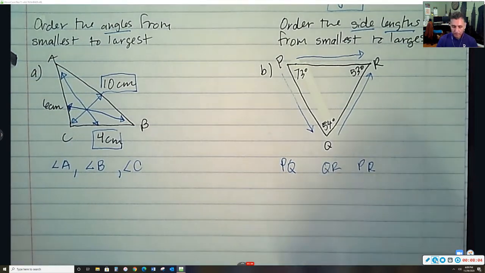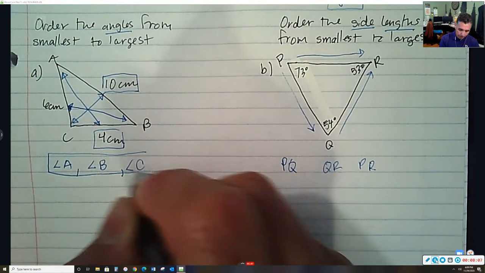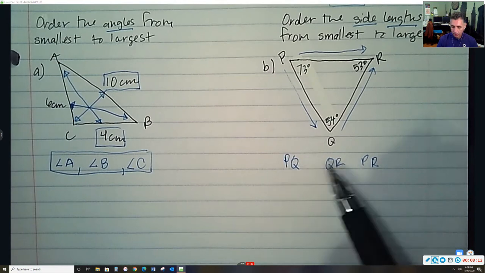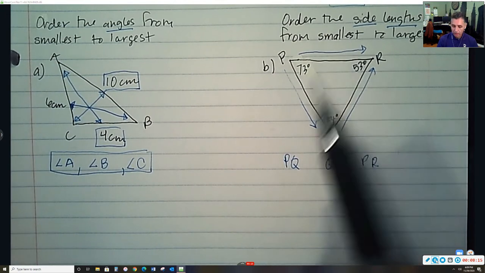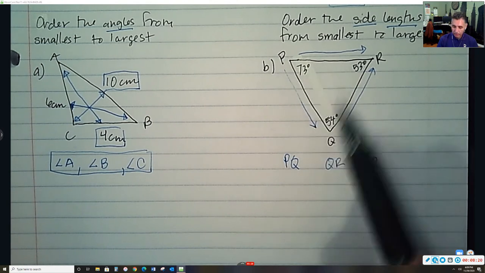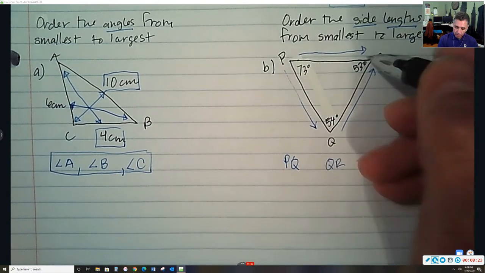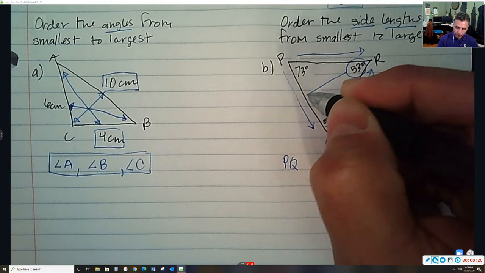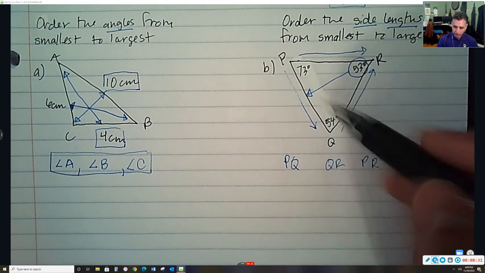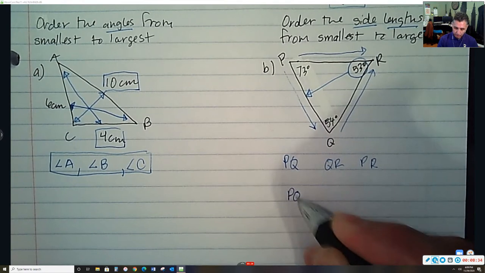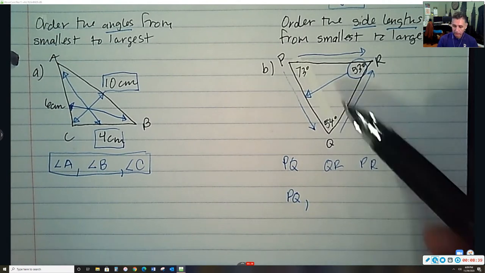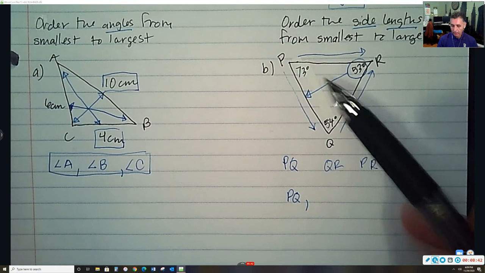Okay. So here, let me cover this, my answer here. So then to figure out which side is the biggest, or let's go with the smallest first. The smallest. We need to find the smallest angle. 73, 53, and 54. 53 is the smallest. So this is the smallest angle. Across from it, it's going to be the shortest side length. So PQ. So PQ is the smallest one.